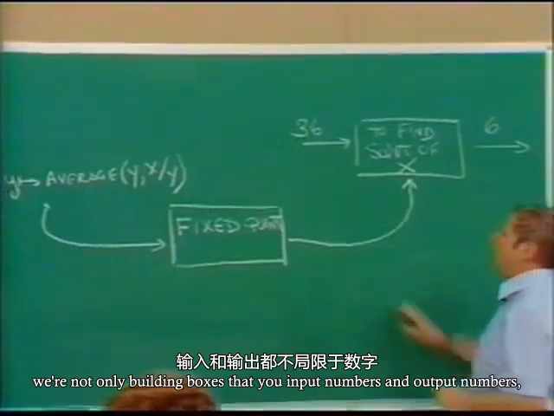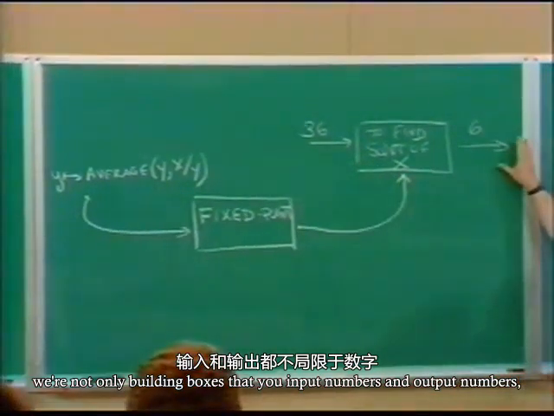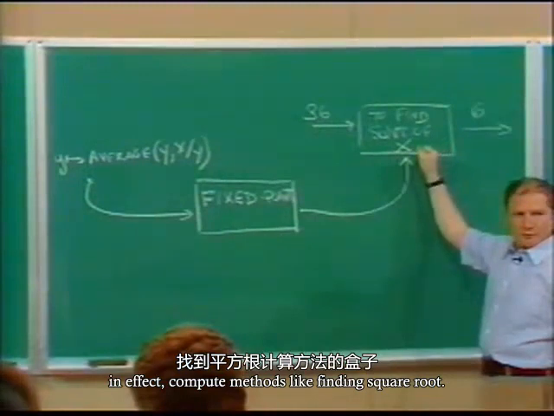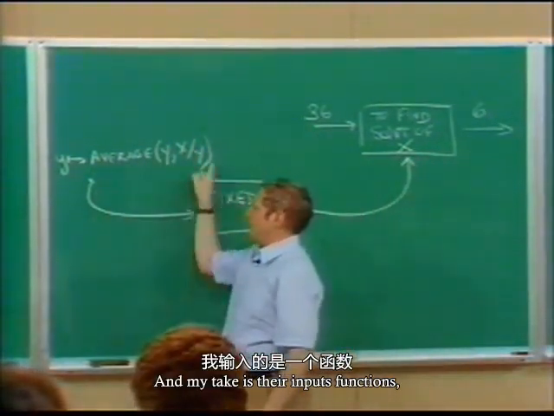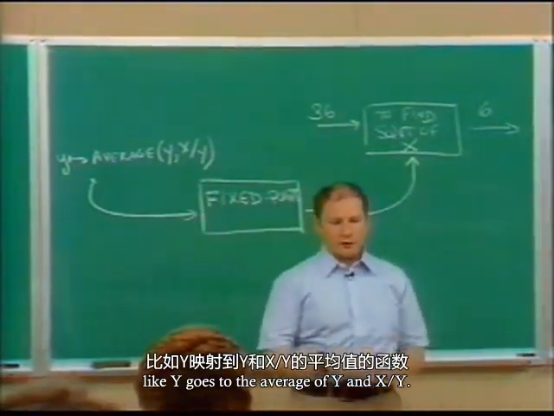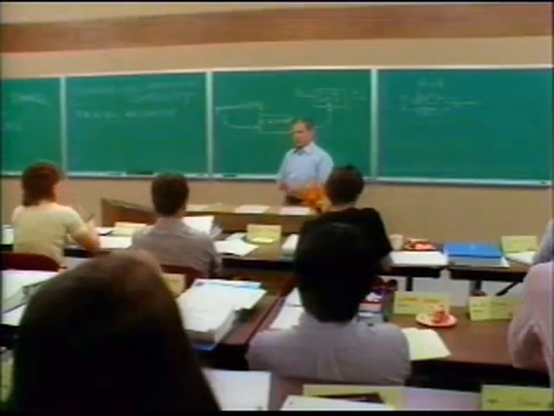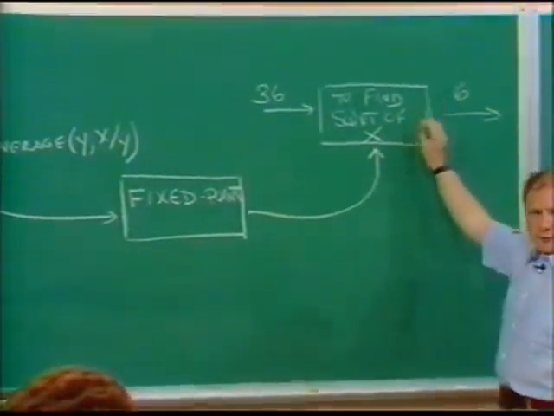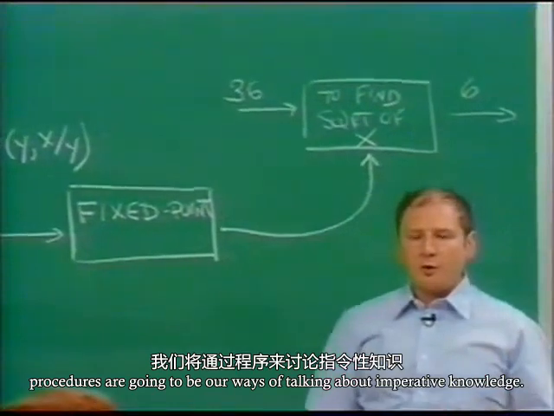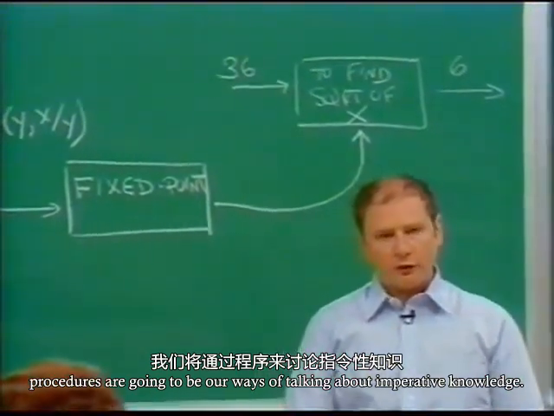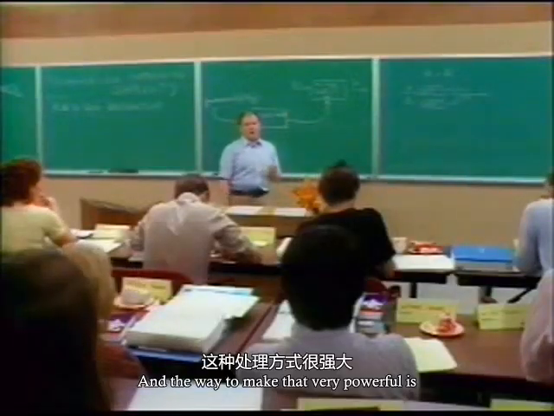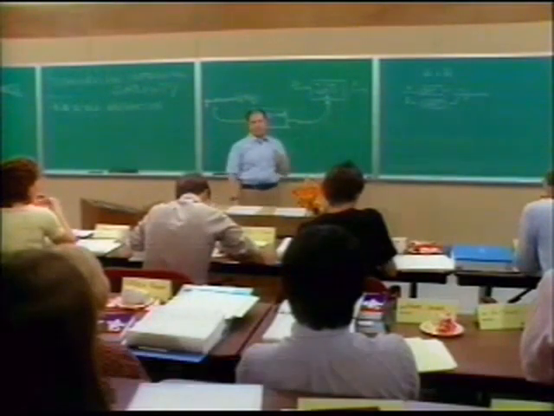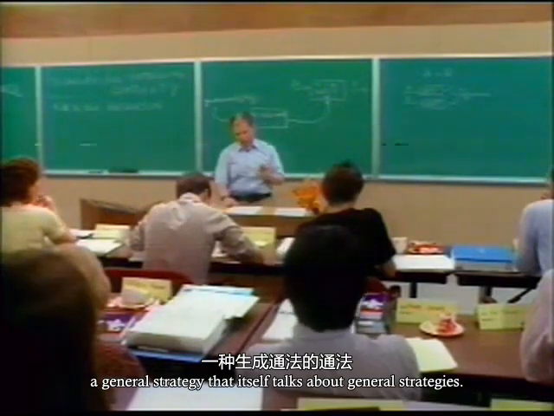So in these boxes we're building, we're not only building boxes that you input numbers and output numbers, we're going to be building boxes that in effect compute methods like finding square root. And their inputs are functions, like y goes to the average of y and x over y. Right? The reason this is a procedure, as we'll see, is that its value is another procedure. The reason we want to do that is because procedures are going to be our ways of talking about imperative knowledge. And the way to make that very powerful is to be able to talk about other kinds of knowledge. So here is a procedure that in effect talks about another procedure, right? A general strategy that itself talks about general strategies.